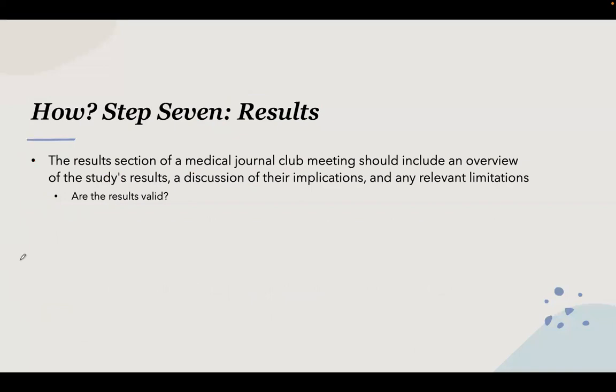Step 7, the results. So we're getting towards the end. The results section of a medical journal should include an overview of the study's results. So what it's saying, a discussion of the implications and any relevant limitations. So you're talking about the results, and this is when you start getting into validity.